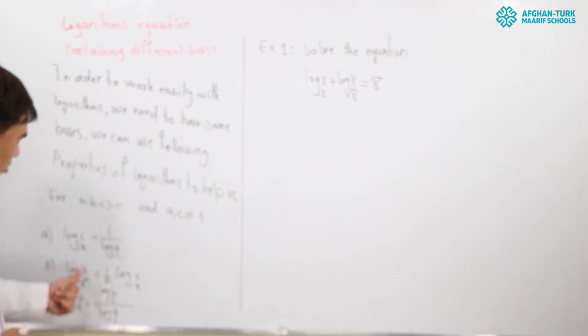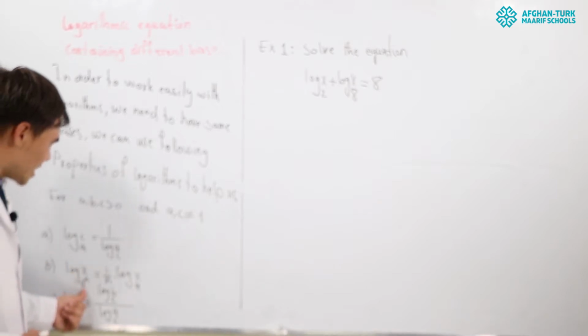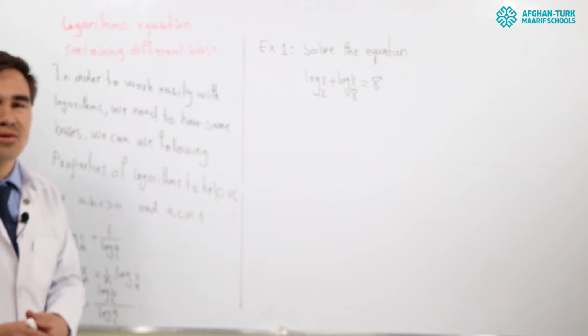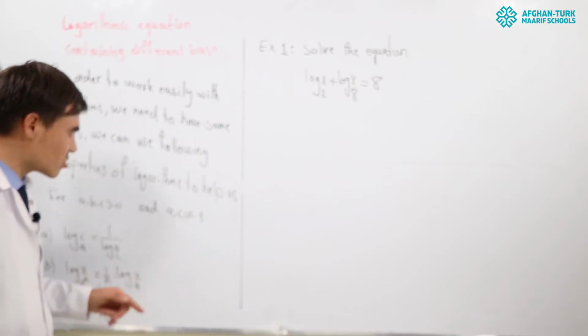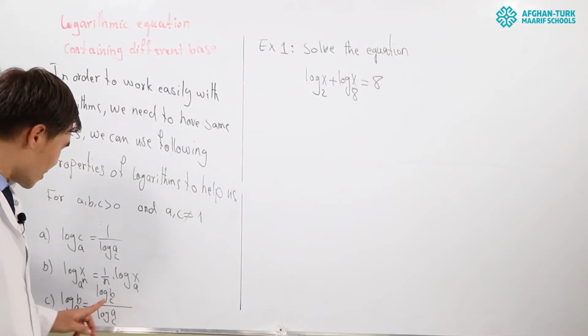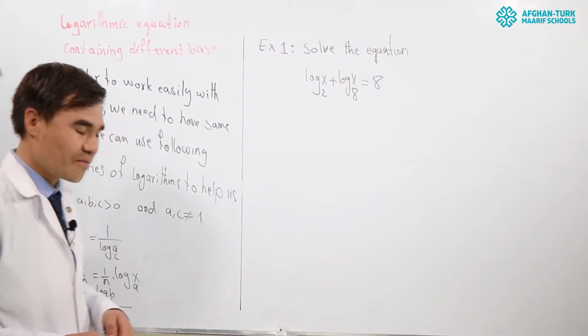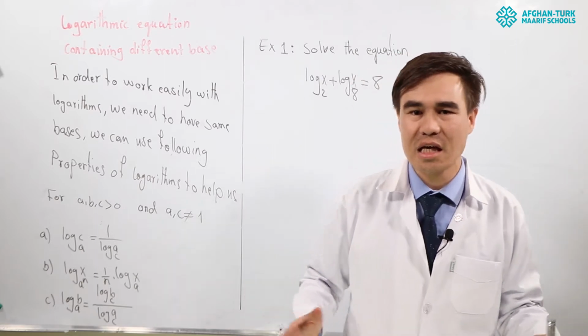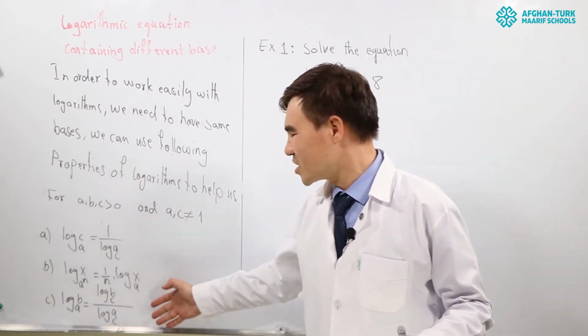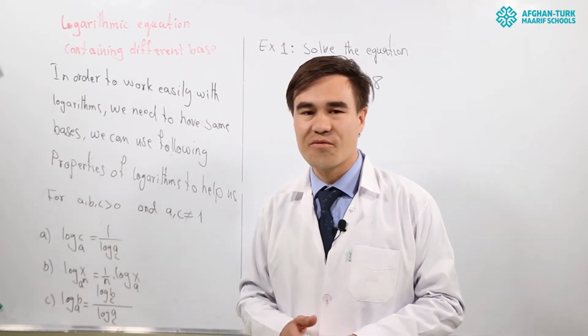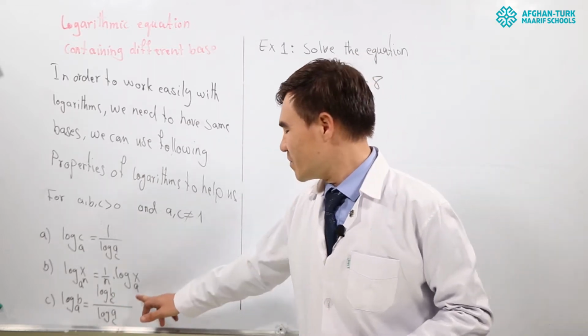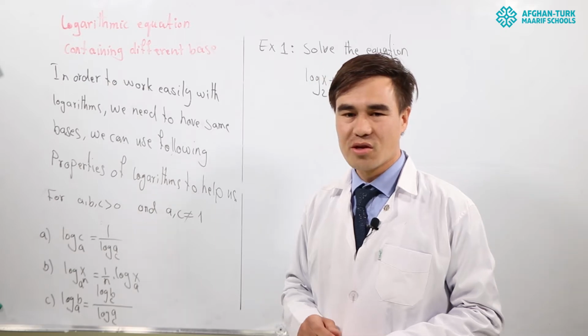The second one: log of x to the base a to the power of n. At that time we can write this as 1 over n times log of x to base a. And the third one: if we have log of b to base a, we can write, by the property which we studied among the 6 properties, log of b to base c over log of a to base c.